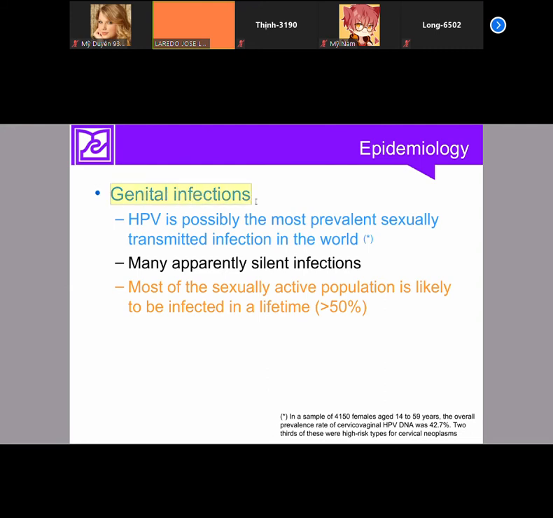Genital infections are the most important. As I told you before, human papillomavirus is possibly the most common, the most prevalent sexually transmitted infection in the world. More than 50% of people who have sexual relations will become infected in their life. Most sexually active people are likely to be infected in their life. The most prevalent sexually transmitted infection.